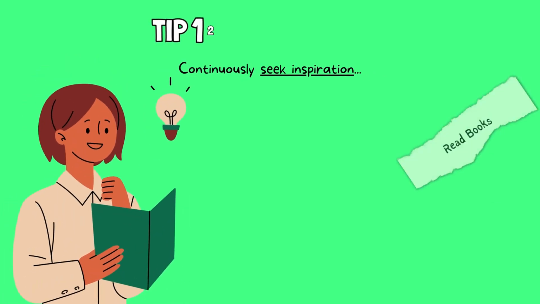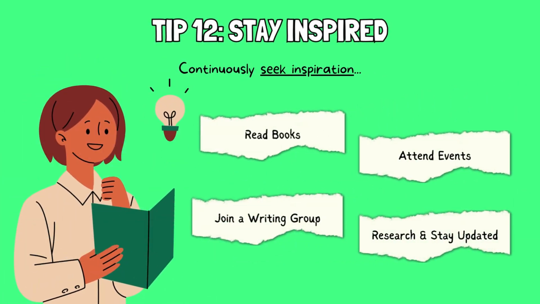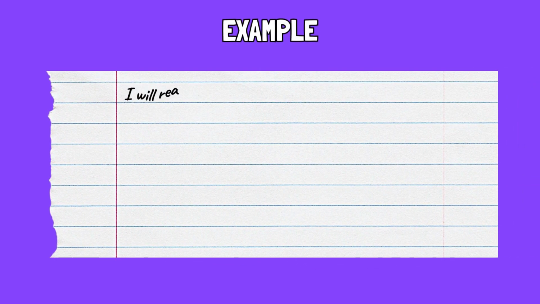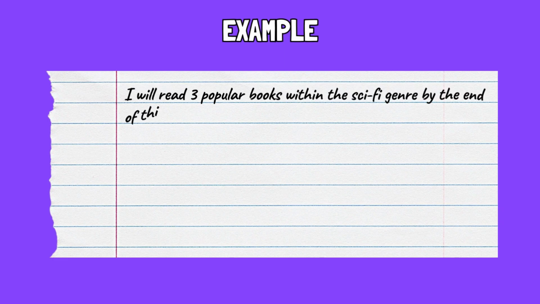Tip 12. Stay inspired. Continuously seek inspiration. Read books, attend writing events, and surround yourself with a supportive writing community to stay motivated. For example, I will read 3 popular books within the sci-fi genre by the end of this year. This will give you inspiration and knowledge of how established authors write books.